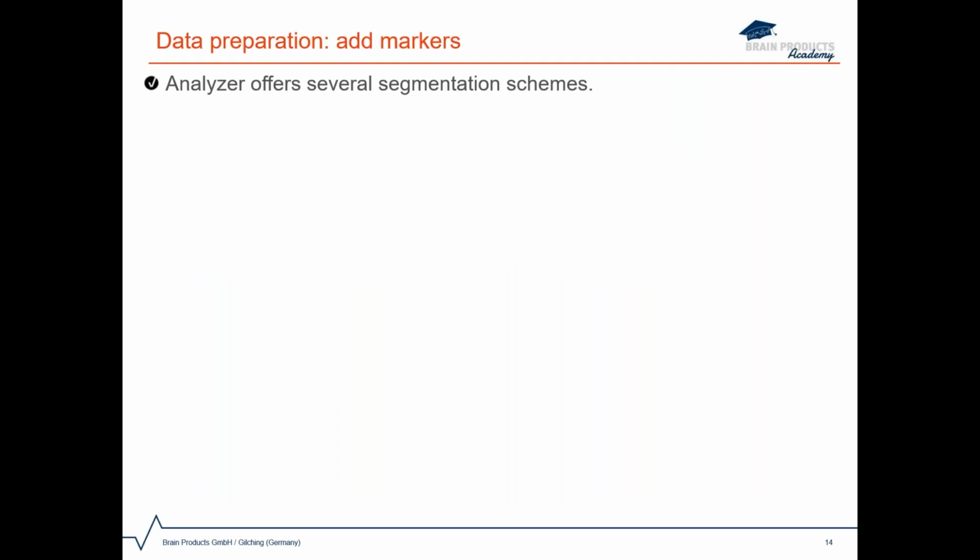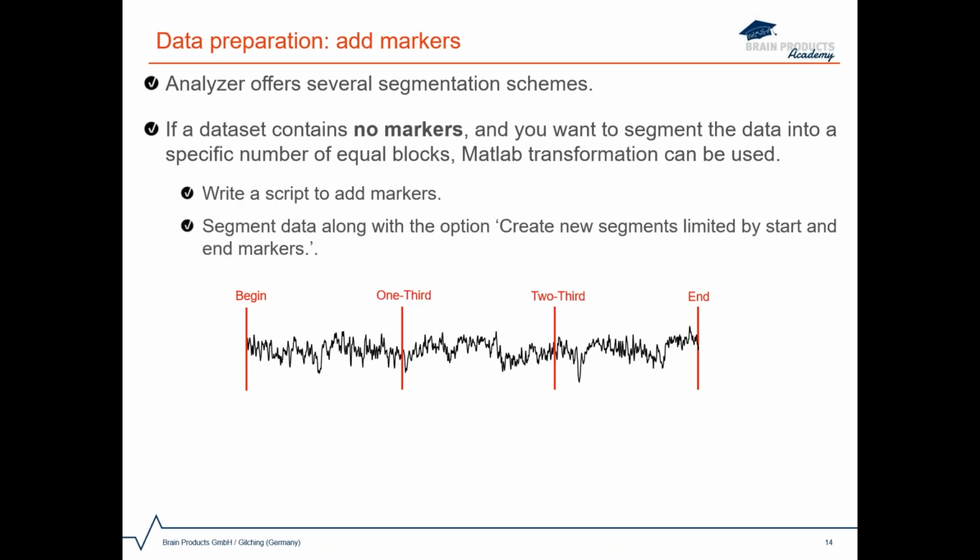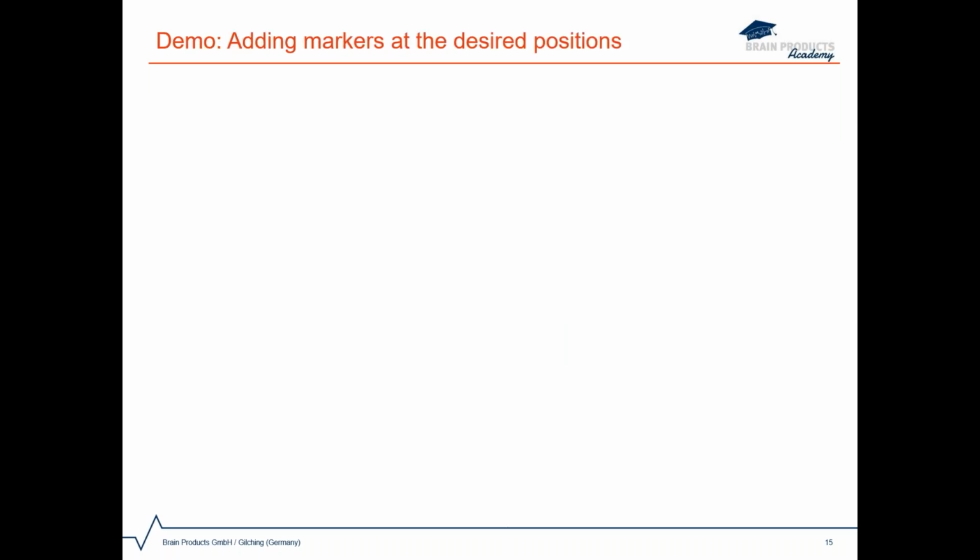Analyzer offers several segmentation schemes, such as create new segments based on the marker position and create new segments limited by start and end markers. But let's say you have a dataset that contains no markers and you want to segment the dataset into a specific number of equal blocks. In this case, you can make use of the Matlab transformation to add markers to the data. This will enable you to segment the data into equal blocks in Analyzer.